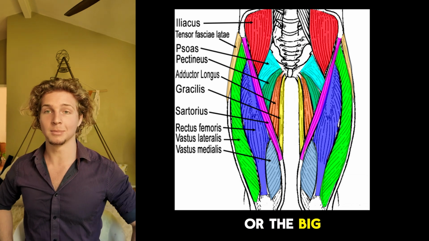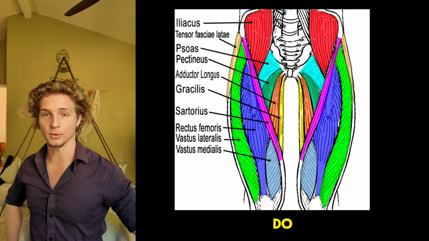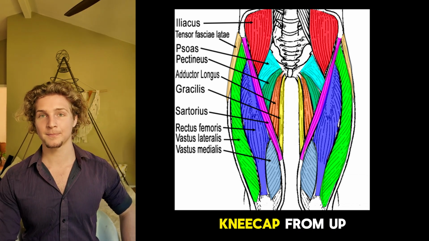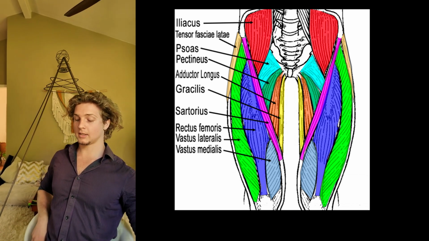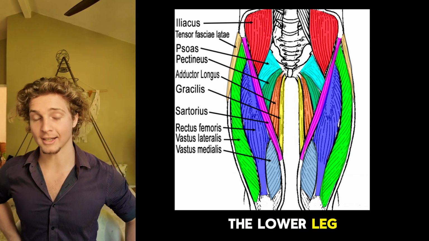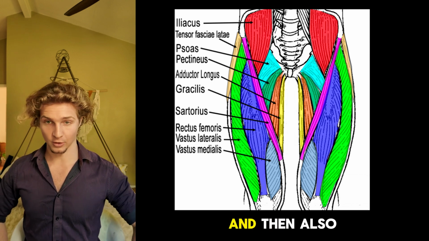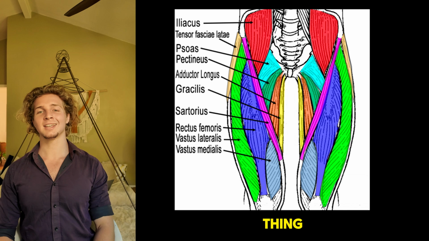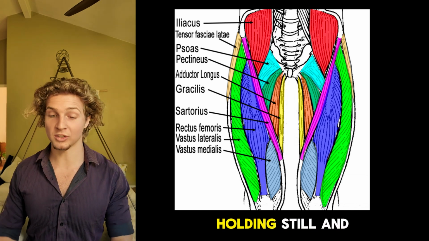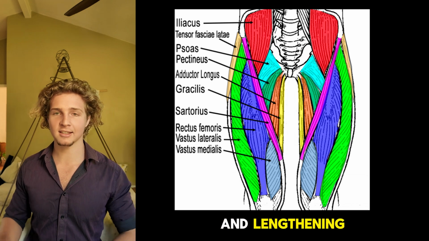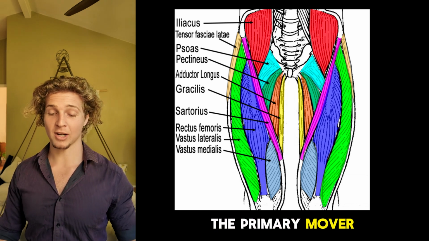Or the big blue muscle, what does that guy do? You can see it plugging in right around the kneecap from up top. If it was to shorten, it would probably extend the lower leg, and that is just what it does. And then it also controls and stabilizes. The muscles don't just do one thing. In certain situations, they might just be holding still and stable and controlling the movement, while other muscles do the shortening and lengthening. And sometimes they're the primary mover.